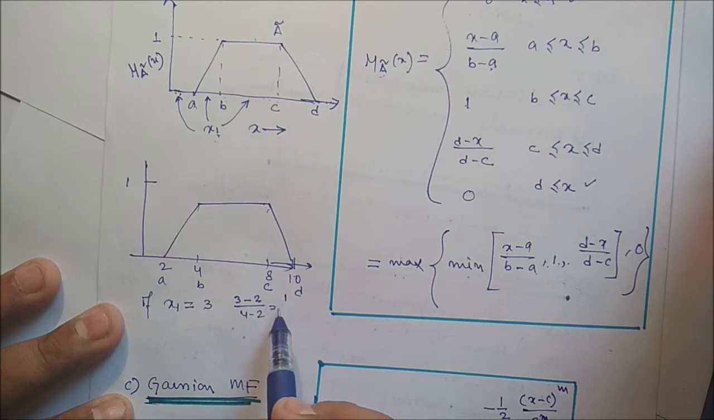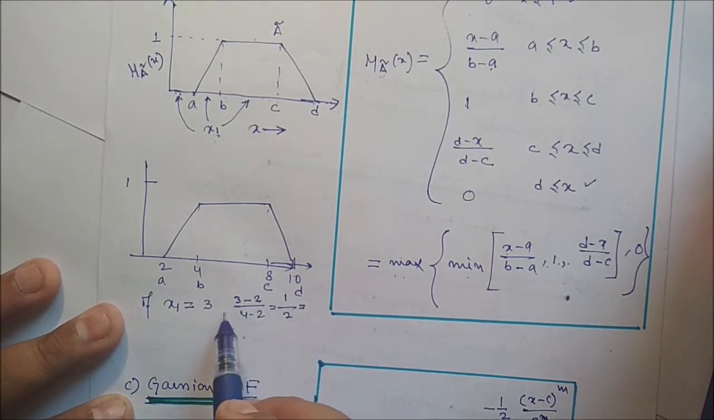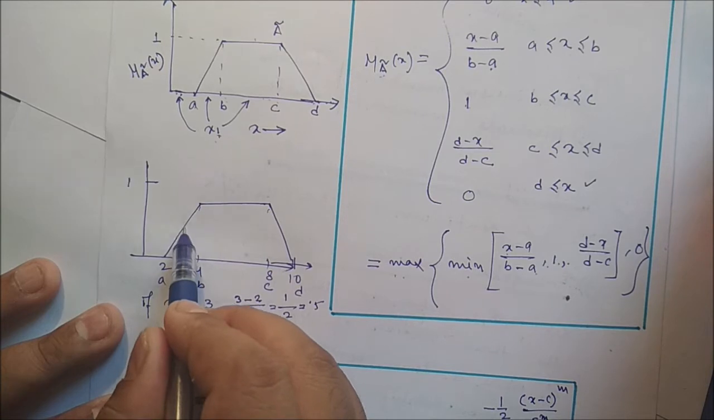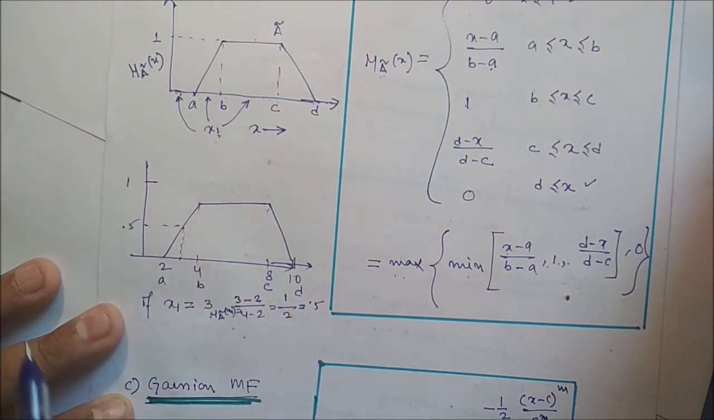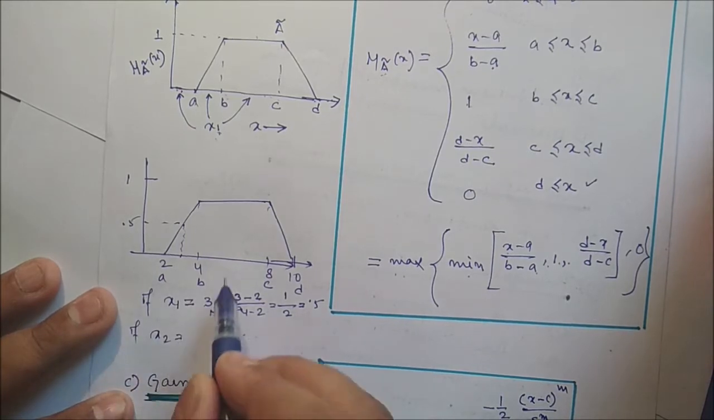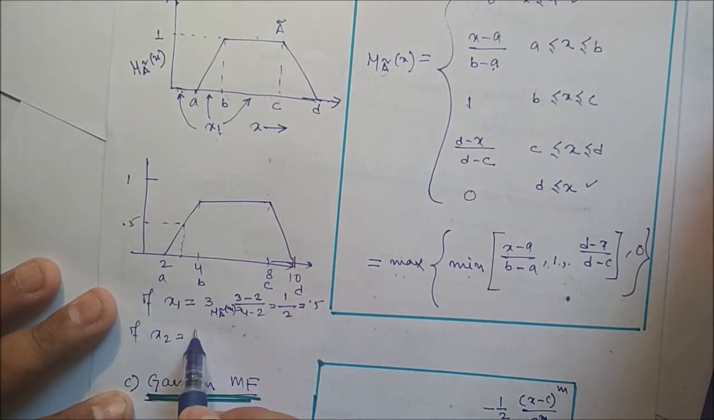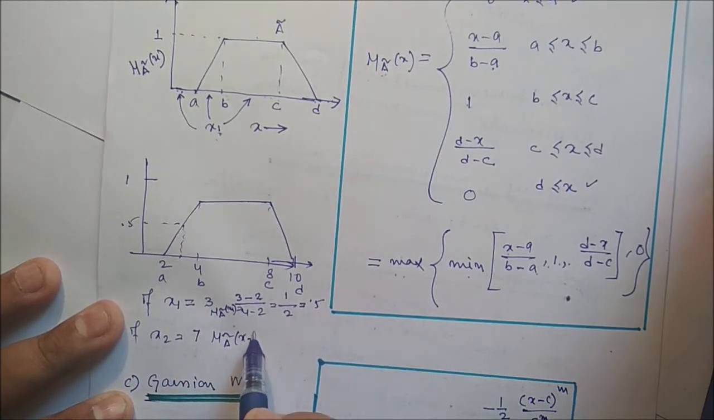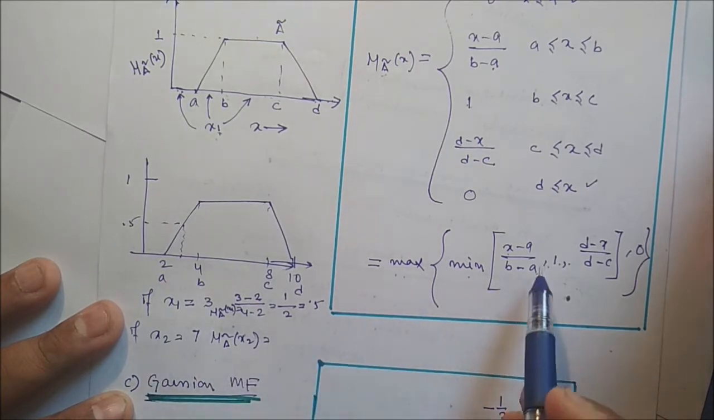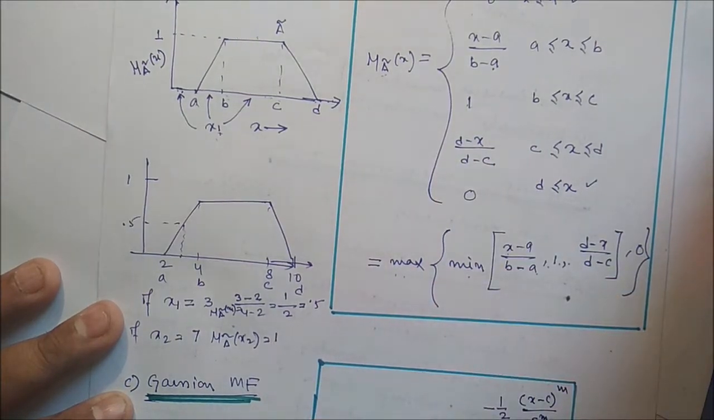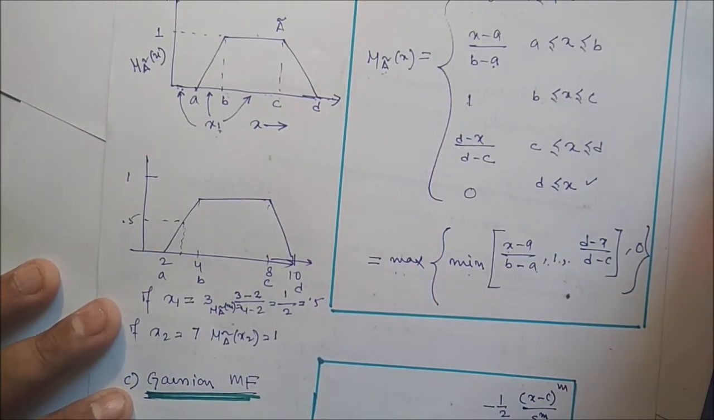So 3 minus 2 is 1, and the denominator is 2. That means the membership value mu A of x1 is 0.5. So it is somewhere here. It is 0.5. Are you getting? Similarly, if x2 is equal to say 5 or 6 or 7, what will be the fuzzy value? 7 is in between B and C, so definitely the membership value is 1. Are you getting this one?